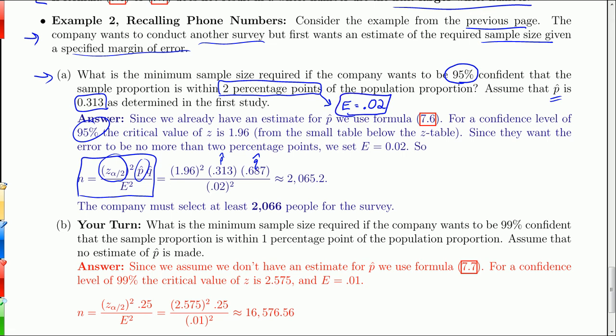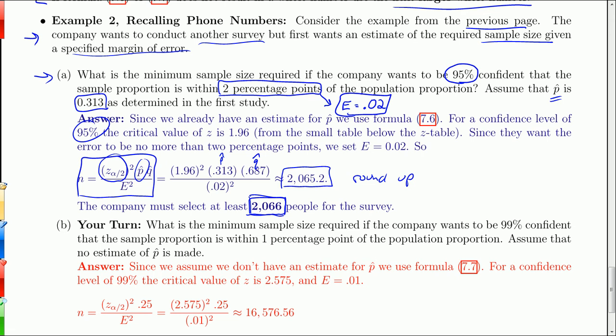And when I plug all those values in, I get a minimum sample size of 2065.2. And since I can't get a sample size of 2065.2, I always round up whenever I have a decimal. So I need 2066 people if I want to have a margin of error which is less than 2 percentage points. Right? So that should do it for us.